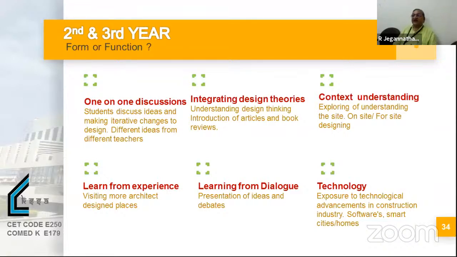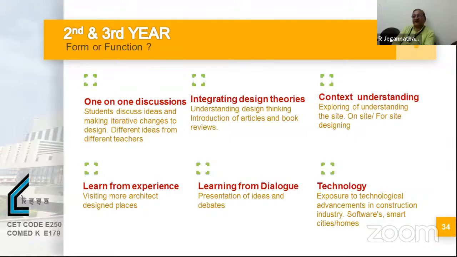We have a very interesting and good collection of books in our library, and a lot of magazines are also available, and the students in the initial years are helped to go through the reading. So the book reviews become a very important and integrated part of the whole learning process. Context understanding is about exploring and understanding the site. Many times we take them to the site itself and they experience the site. Learning from experience, learning through dialogue, and using technology are some of the factors.